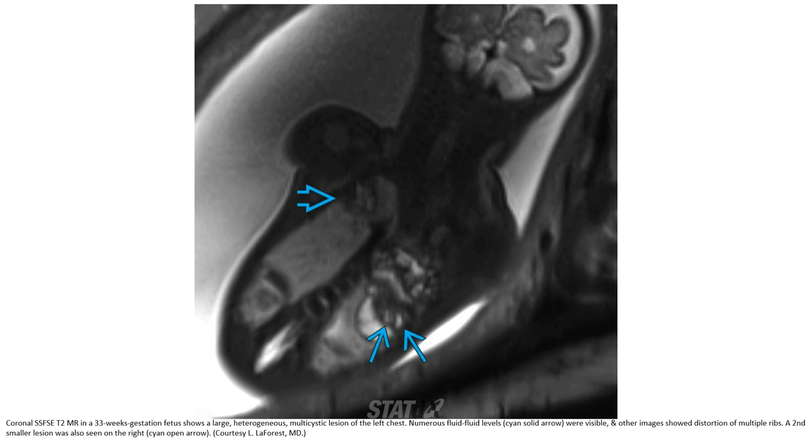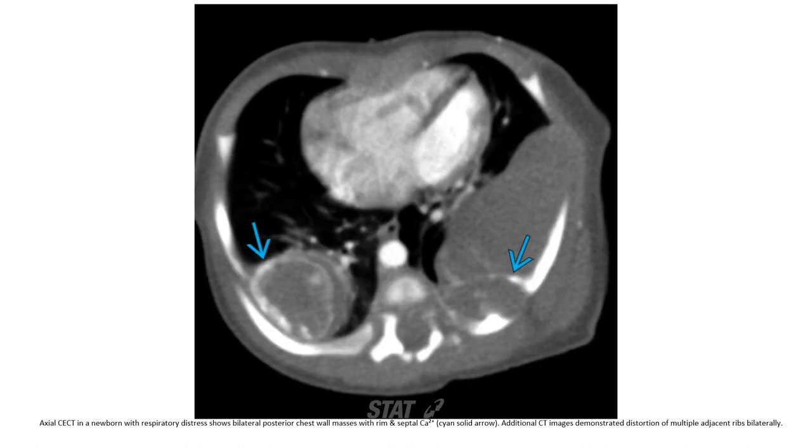Another case in a 36-week gestation fetus: a large heterogeneous multicystic lesion of the left chest, numerous fluid levels were visible, and other images showed distortion of multiple ribs, and a second small lesion was also seen on the right. Contrast-enhanced CT in a newborn with respiratory distress shows bilateral posterior chest wall masses with rim and septal calcification. Additional CT demonstrates distortion of multiple adjacent ribs bilaterally.